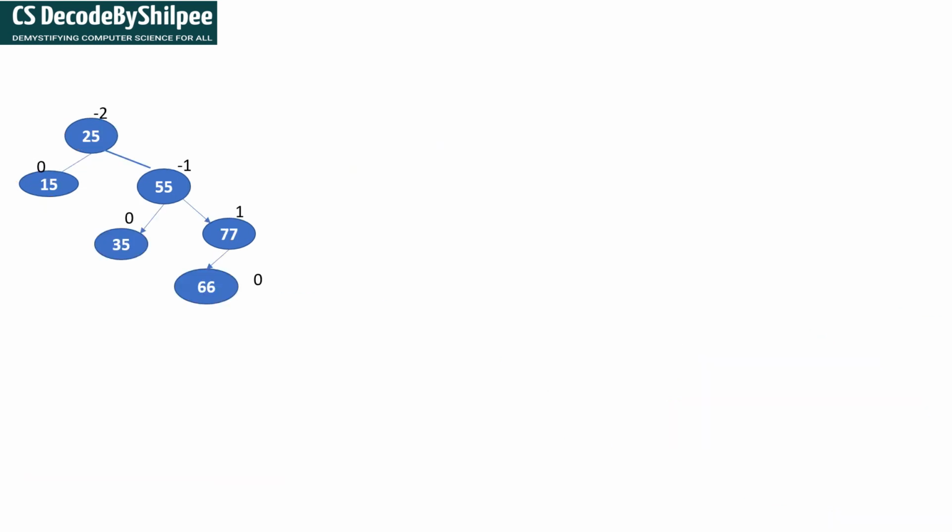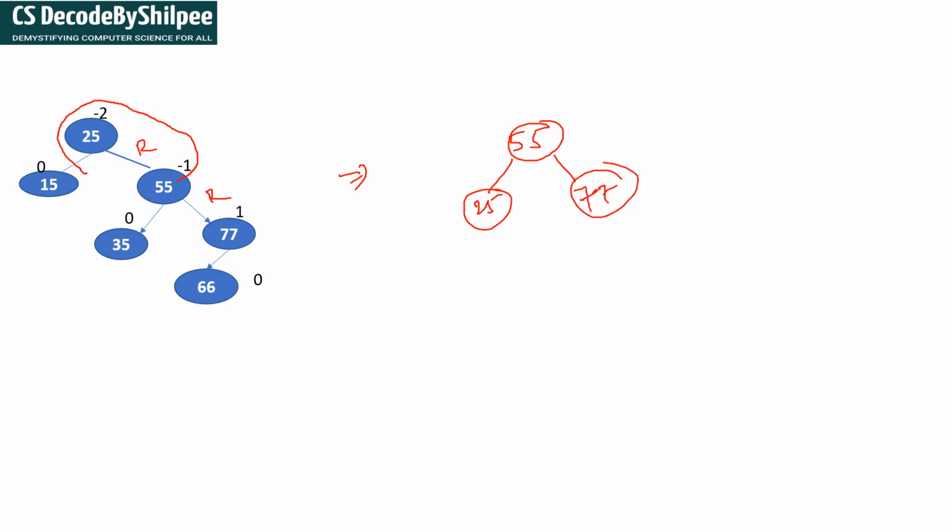So here you have to perform the RR rotation in between the 25 and 15. After performing this rotation, you are performing a left rotation from the mid node. So you will get 55 here, and the left will be 25 and the right will be 77, right? So that is done. Next, what will you do?